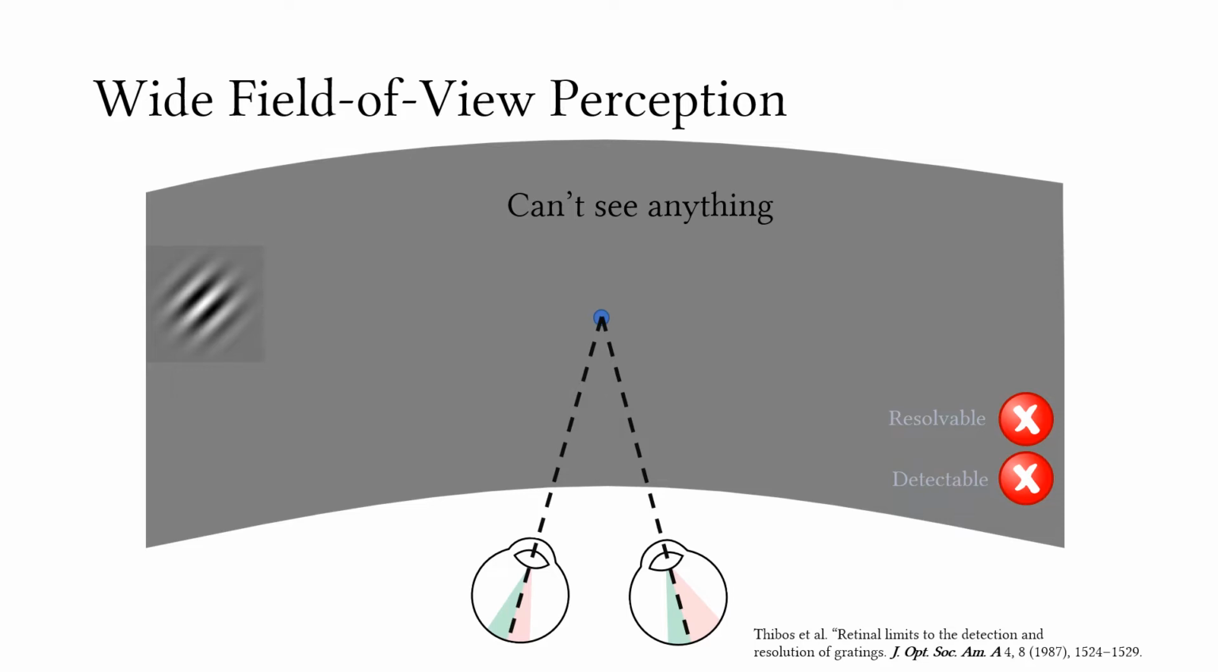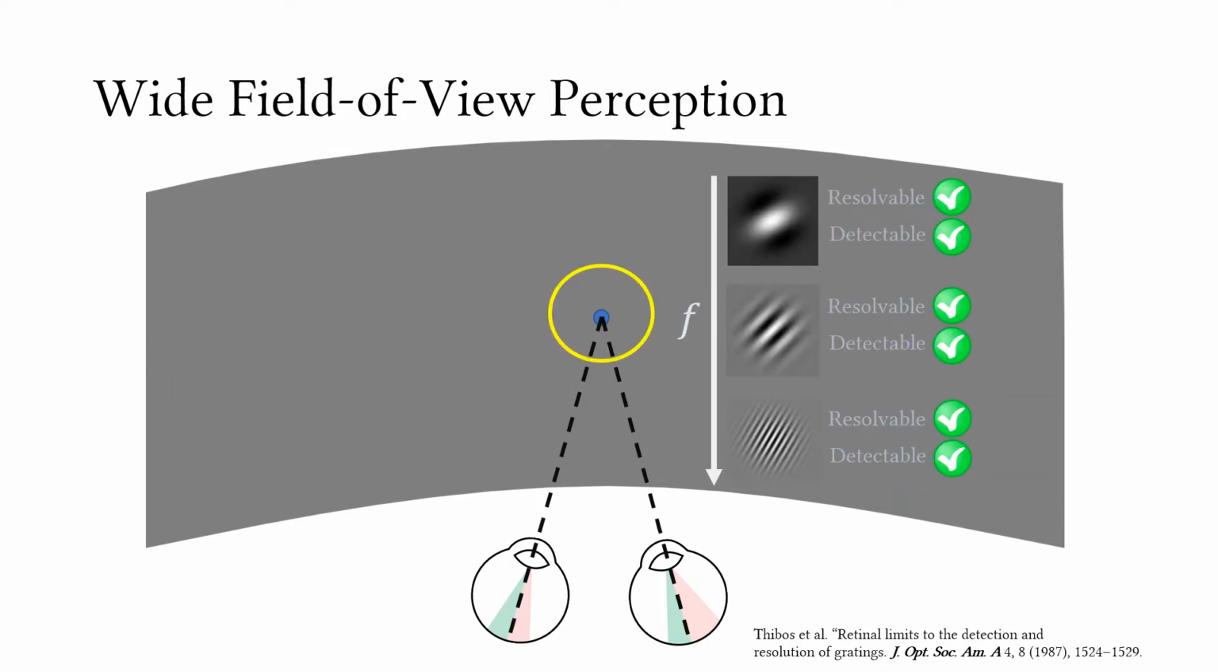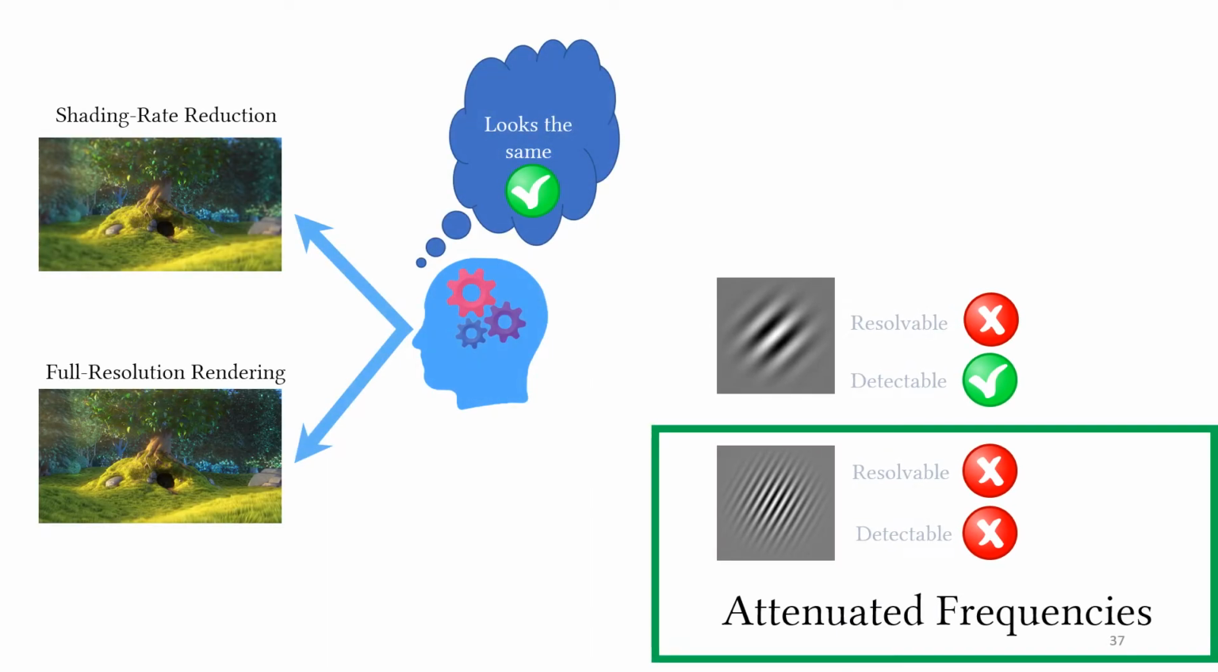It has been established that this effect can be quantified as frequency detectability and resolvability limits of human vision as a function of eccentricity. At the fovea, we can resolve all spatial frequencies accurately. However, at higher eccentricities, we lose our ability to even detect very high spatial frequencies. Middle level frequencies are now only detectable but not resolvable, and we can only accurately resolve lower spatial frequencies. And this trend continues with increasing eccentricity. This observation is the key to explaining how shading rate reduction can constitute a spatial metamer.